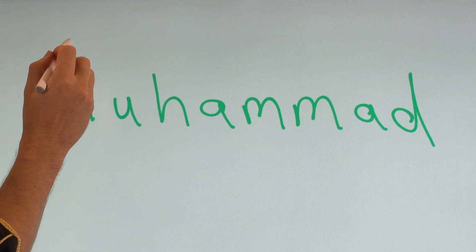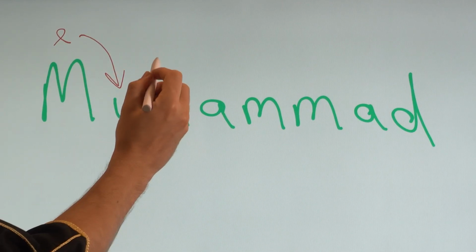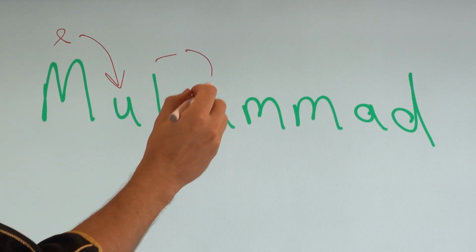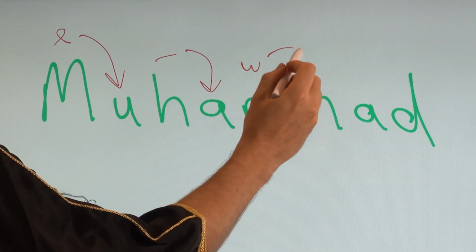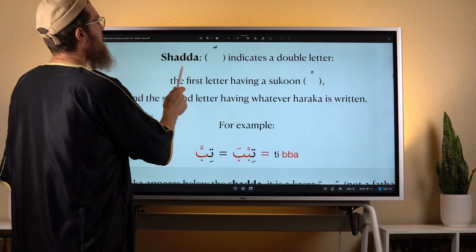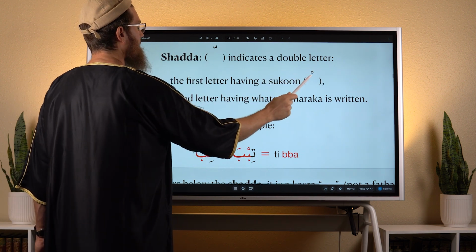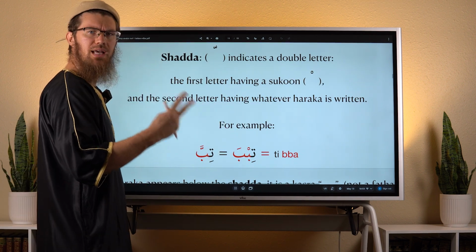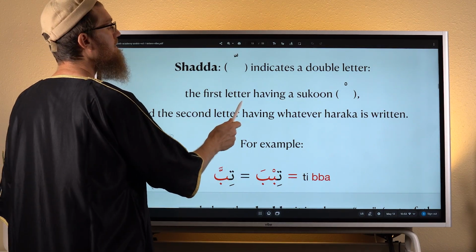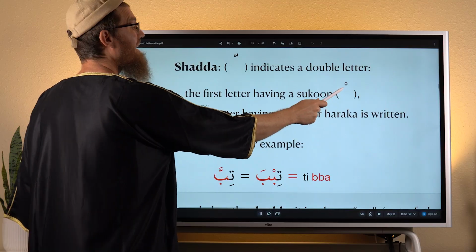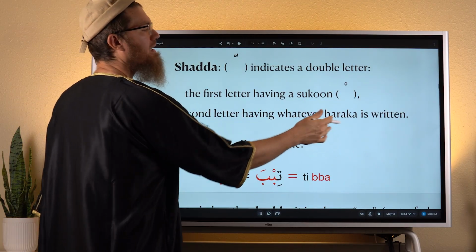Just like a dhamma above a letter represents a U sound, or a fatha above a letter represents an A sound, a shadda above a letter means that it is a double letter. So the shadda written above a letter indicates a double letter. Okay, but if the shadda indicates two letters, then what about the harakas for those two letters? Well, the first letter has a sukun, meaning that it has no haraka. But the second letter has whatever haraka is written.